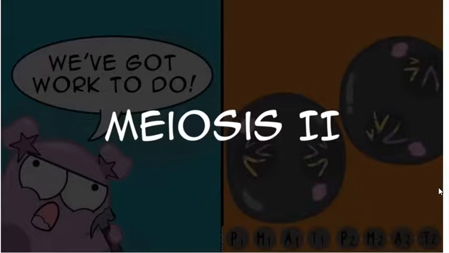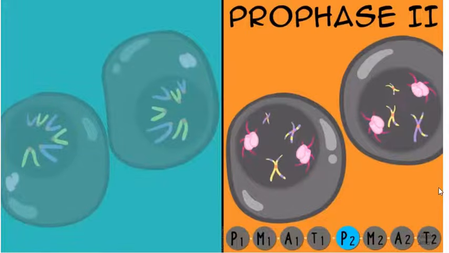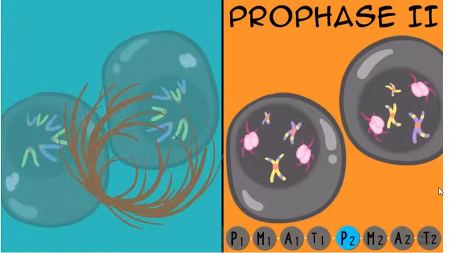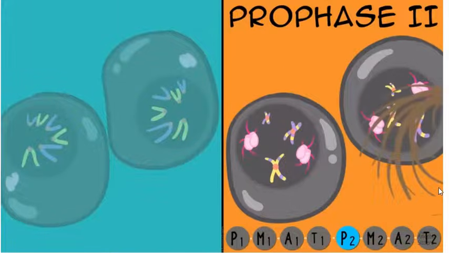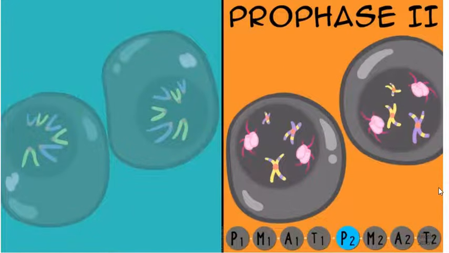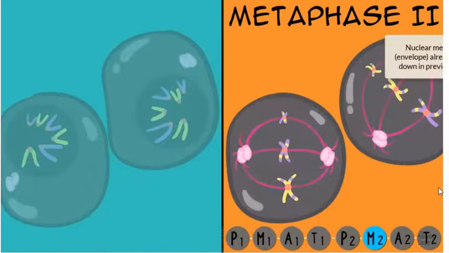On to meiosis 2. Prophase 2. Chromosomes are condensing in both cells. It's not going to be as eventful as it was in prophase 1 because they're not going to have homologous pairs and crossing over. Metaphase 2.